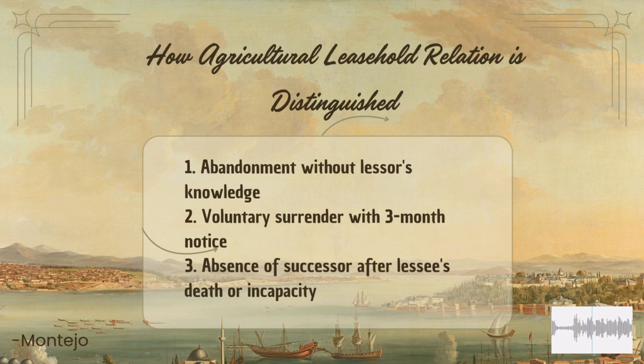How agricultural leasehold relation is extinguished. The agricultural leasehold relation may end only under certain conditions. First, if the land is abandoned without the landowner's knowledge. Second, if the lessee voluntarily surrenders the land, but with written notice at least 3 months in advance. And third, if there is no person to succeed the lessee in case of death or permanent incapacity.